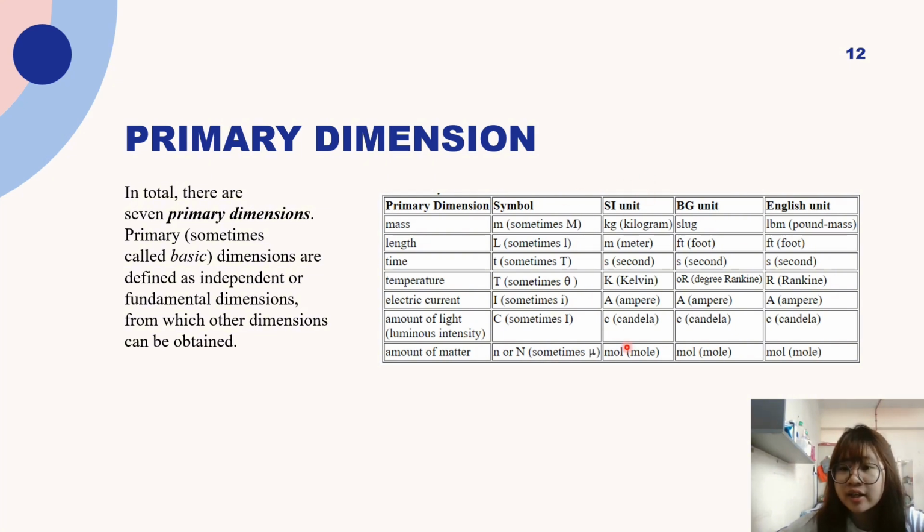Here are the SI units to the corresponding dimensions, which is kg, m meter, s second, K is the Kelvin, A is ampere, c candela, mole, which is the number of mole.